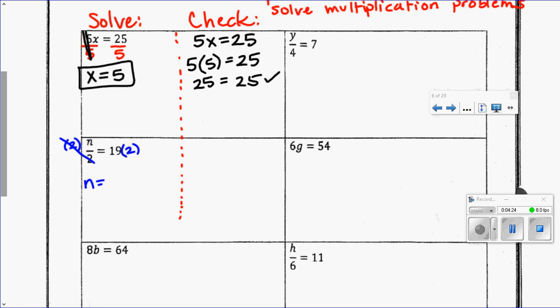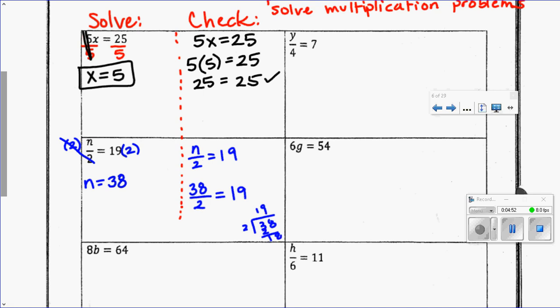Okay, so the number is, and then of course we multiply the other side by 2 because we do the same thing to both sides. The number is 38. So now I can go ahead and check that. A number divided by 2 equals 19. I think that number is 38. So 38 divided by 2. And if I work that out, you should be able to do that in your head, but if you can't, you can work it out.